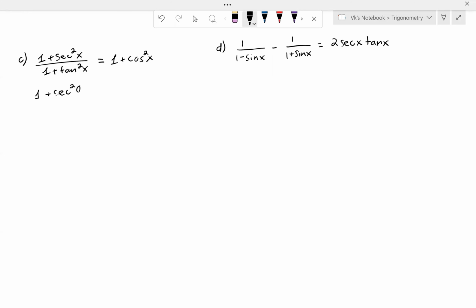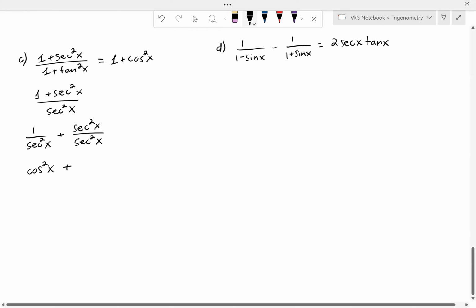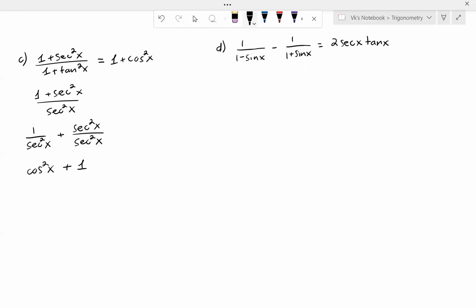1 plus secant squared over, well, 1 plus tangent squared, which is secant squared. And then from here, split the fraction into 1 over secant squared plus secant squared over secant squared. 1 over secant squared is cosine squared. Secant squared divided by secant squared is 1. That is it. We show that the left side is exactly the right side.